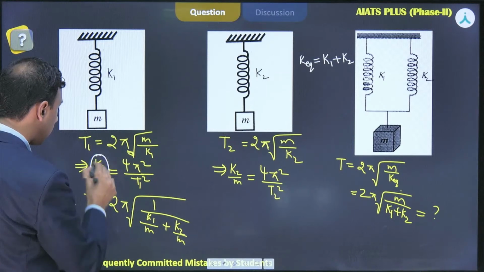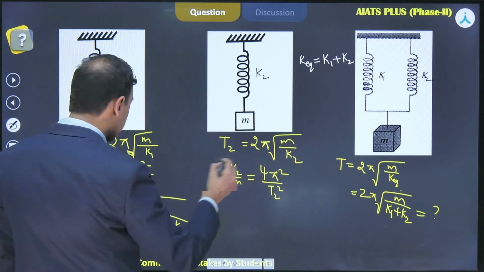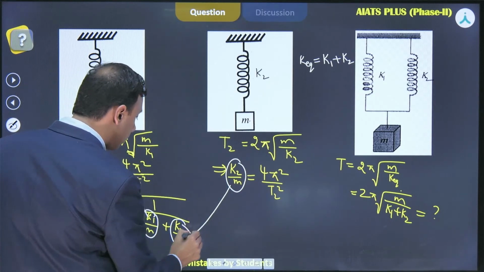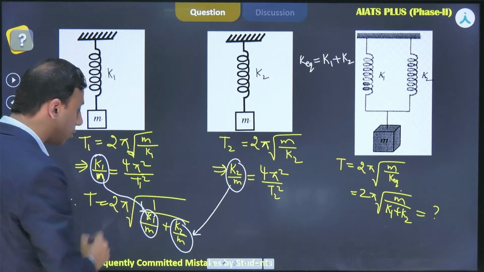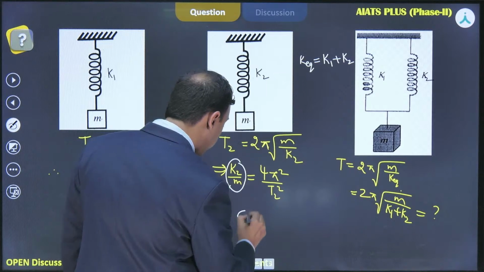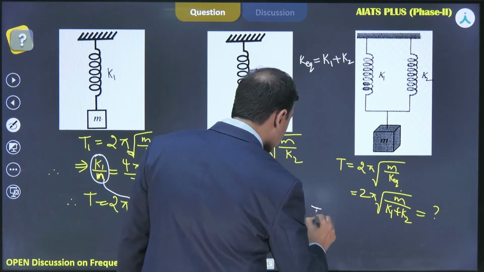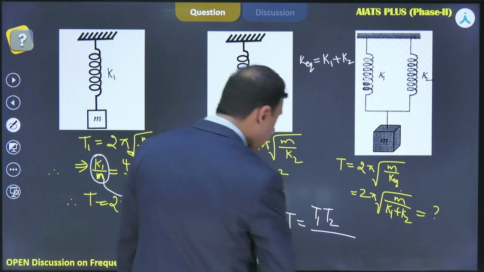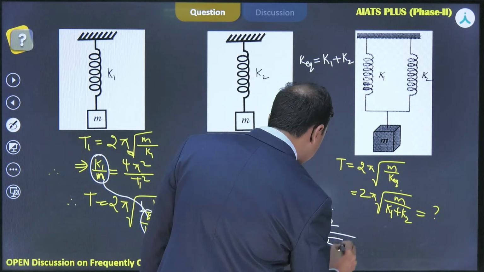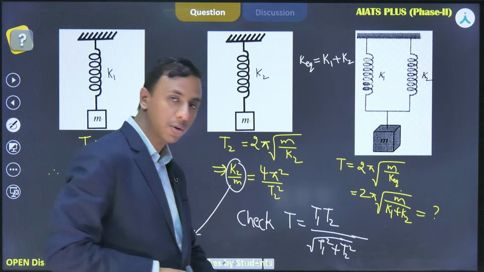Alright. See, this value you have to substitute over here, right? And this value you have to substitute over here. Alright, you will get your answer. And if you want, you can check whether you are getting this T as T1 T2 upon under root T1 square plus T2 square. Okay, check.